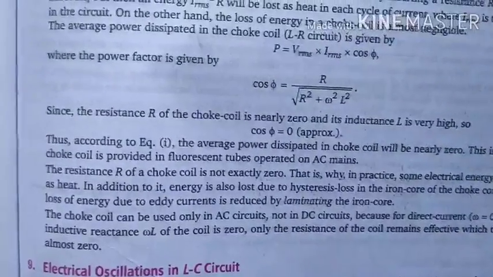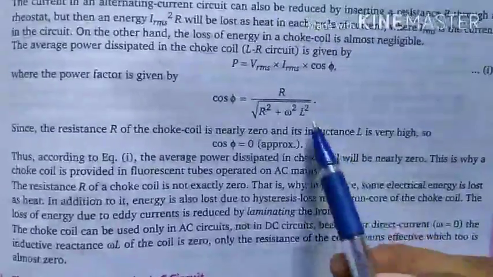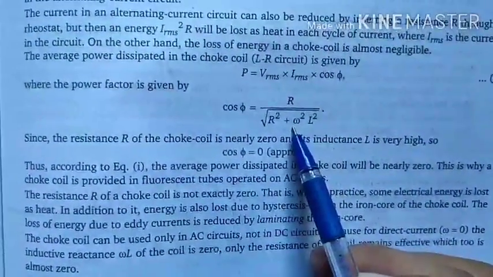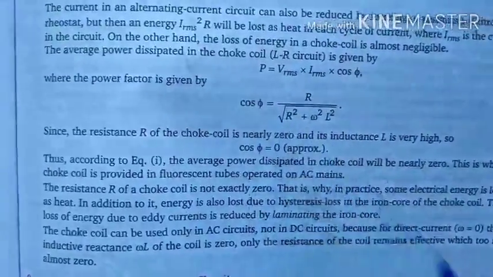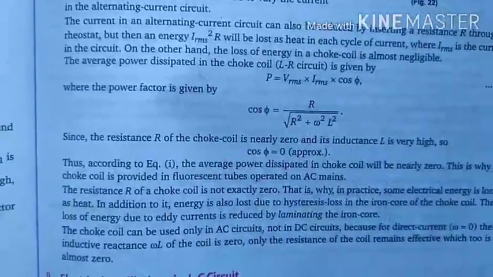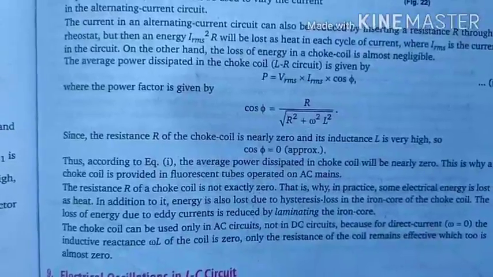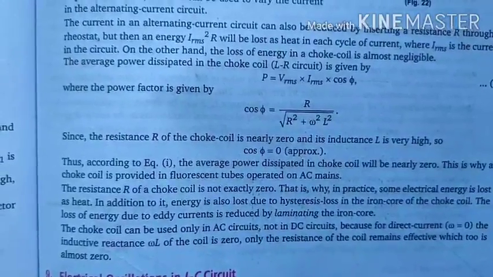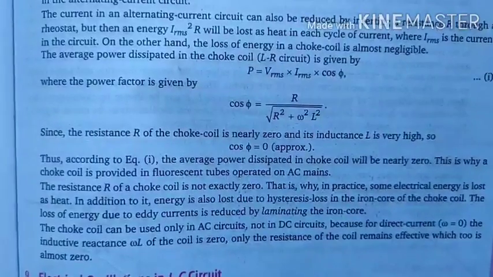The choke coil is only used in AC circuits, not in DC, because for a DC circuit omega would be 0. There is no frequency. If this term is 0, then there is no impedance, and if there is no impedance, then it won't work as a resistance. Therefore, in case of DC it cannot be used, because for DC the impedance will be almost 0, and therefore it is only used with an AC source.